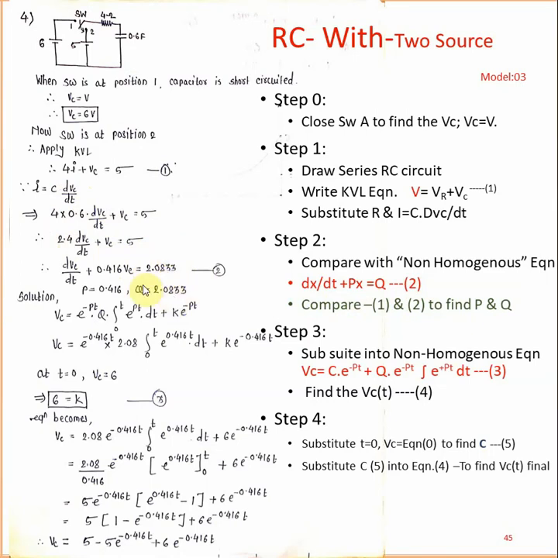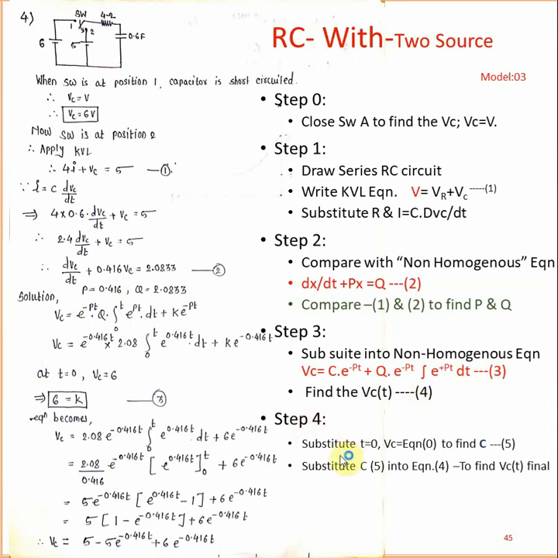This is about the Q value. This is the P value. Once the P value and Q value are found, then substitute into the equations. To find that one, this is equation number 4. So substitute the P value and Q value into that one. This is equation number 4 you are going to get.